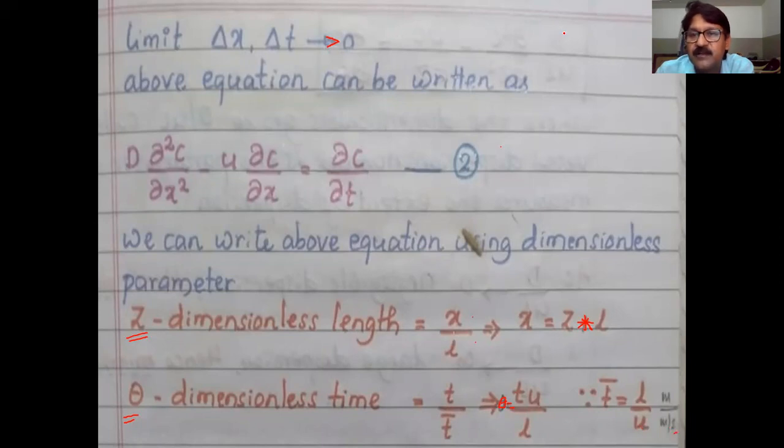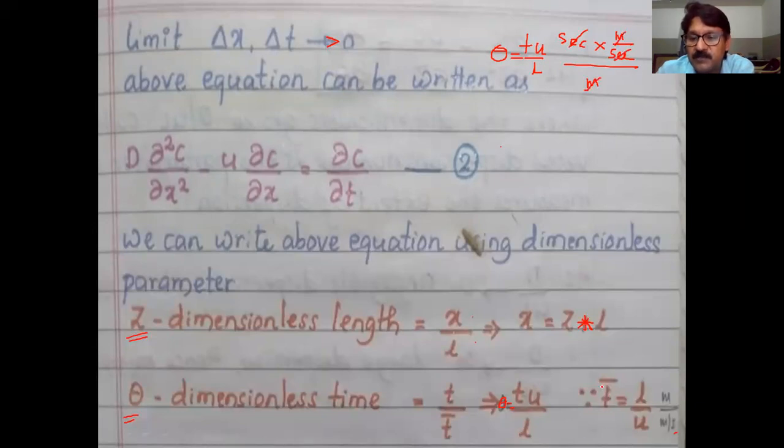So t, you can write, t is in second. Velocity is meter per second. Length is in meter. So therefore tu by L is theta. Okay, it is dimensionless because you can see here t is in second, u is in meter per second, L is in meter. Second, meter, meter. So therefore theta is equal to tu by L is dimensionless.